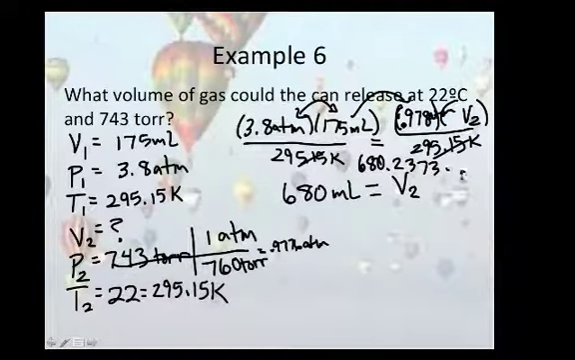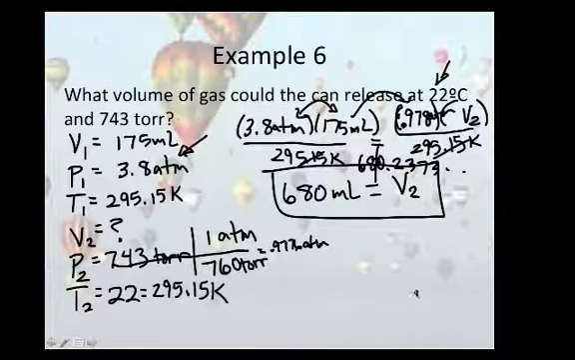Okay, so we've got all this calculator vomit to deal with. This is a measured value that's going to restrict how many sig figs we can keep. The pressure also is restricted to 2 sig figs. So we rounded this number after the 8. 680.2373 rounds to 680 milliliters. And that's it. That's how we would use the combined gas law to solve a problem.